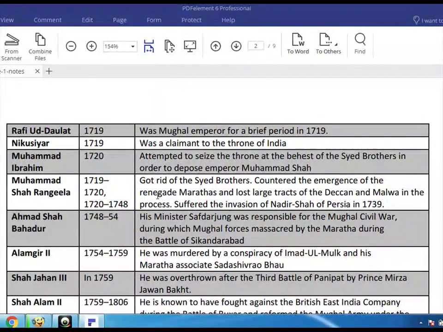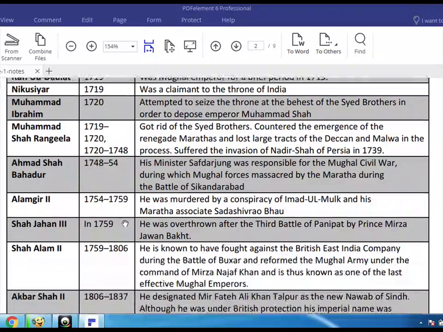Muhammad Shah Rangila, 1719-1720, 1720-1748. Got rid of the Syed brothers, countered the emergence of the renegade Marathas and lost large tracts of the Deccan and Awadh in the process. Suffered the invasion of Nader Shah of Persia in 1739. Ahmad Shah Bahadur, 1748-54.